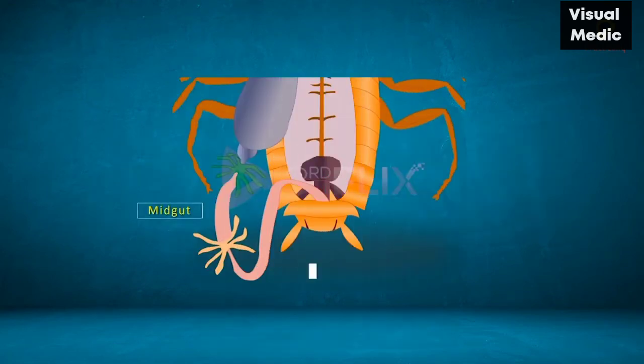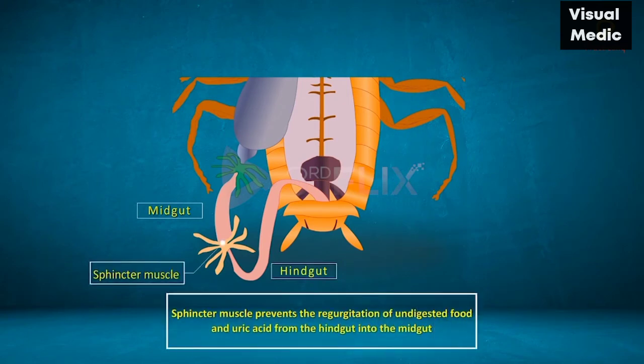The midgut opens into the hindgut. This opening is guarded by a sphincter muscle, which prevents the regurgitation of undigested food and uric acid from the hindgut into the midgut.